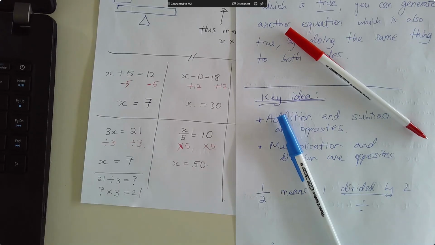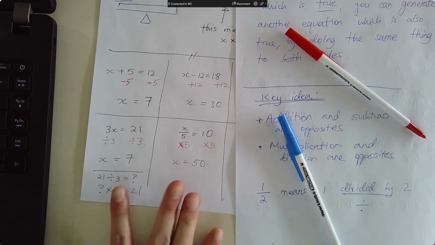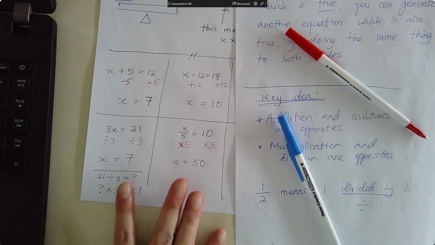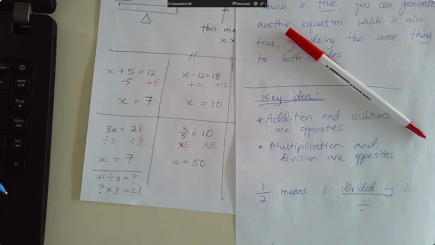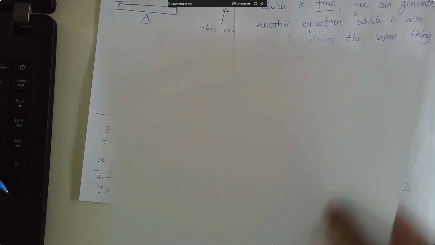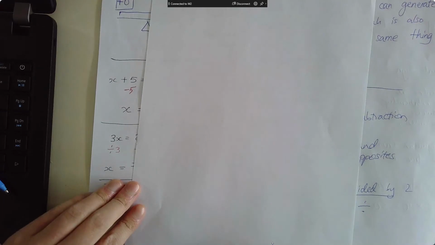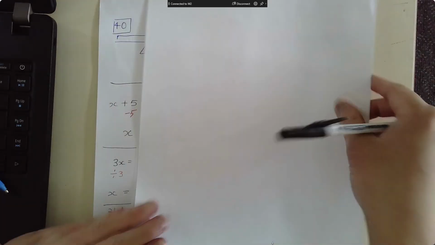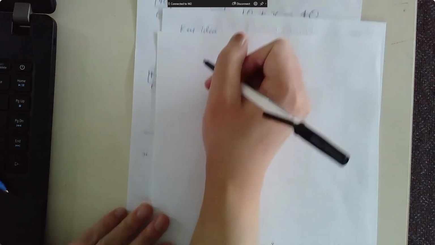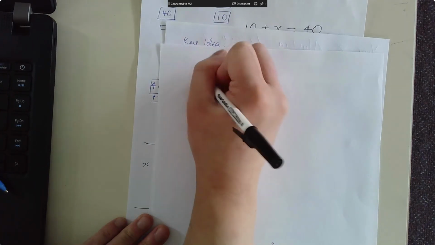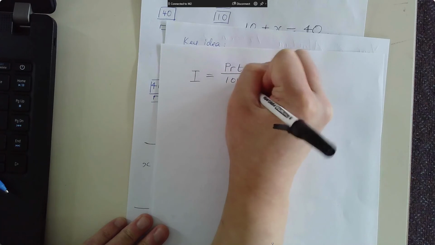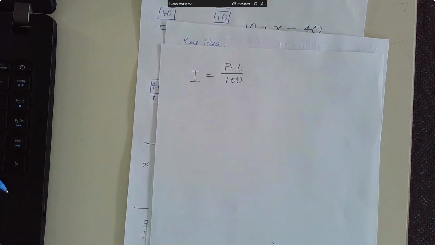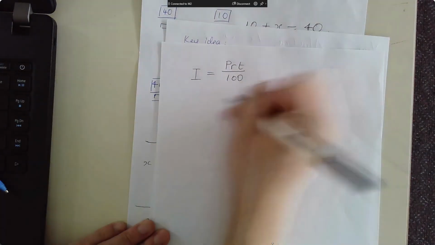Now, I think this is revision of stuff that you already did last year. Is that correct? All right. So let me explain to you why we are doing this. This is a year 11 calculation. This is the simple interest formula, a formula that you will see in year 11. And I want to solve for t.